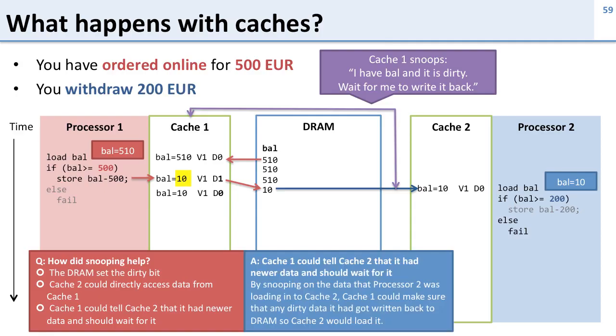Well, snooping allowed cache 1 to tell cache 2 that it had newer data and make it wait for it. By snooping on the data that cache 2 was using, cache 1 could tell that it had to update the data in the DRAM, so cache 2 got the right data.